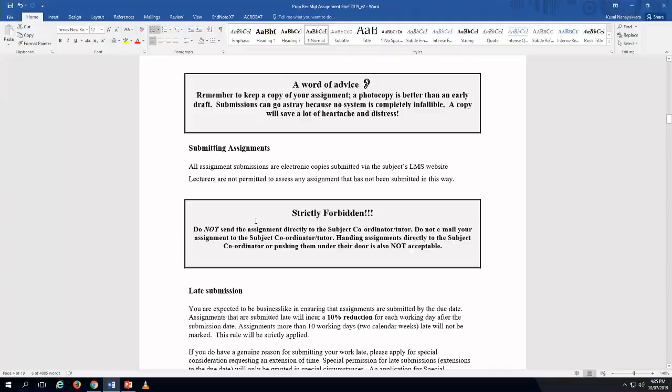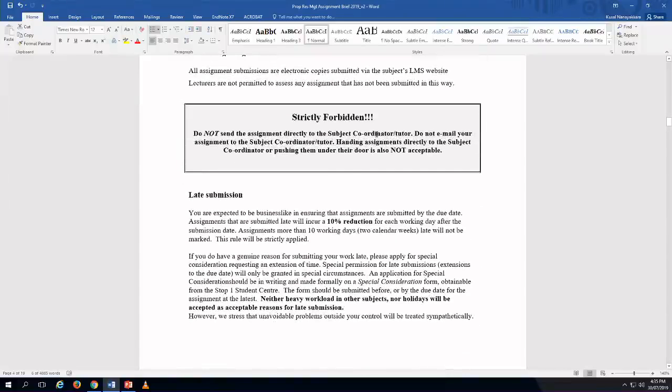And a word of advice. Remember to keep your assignment, this is for the old one. Back up your assignments. Even last semester, a student told me his file corrupted the day before the submission. So I don't know what he did at the end. He dealt with the course coordinator, subject coordinator. So please make sure you back up your work.